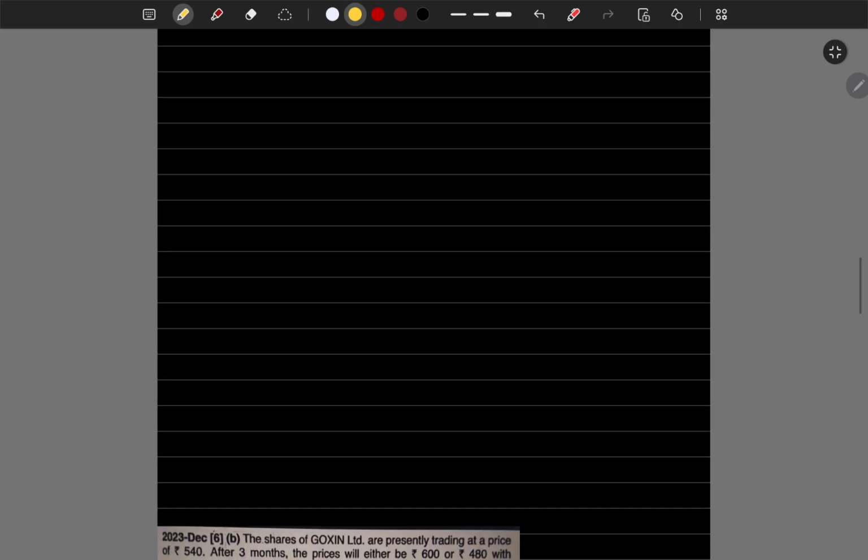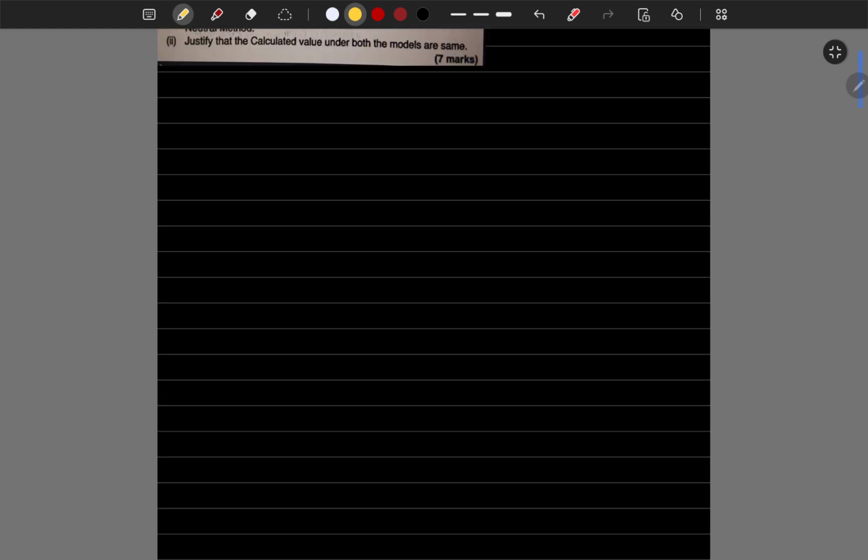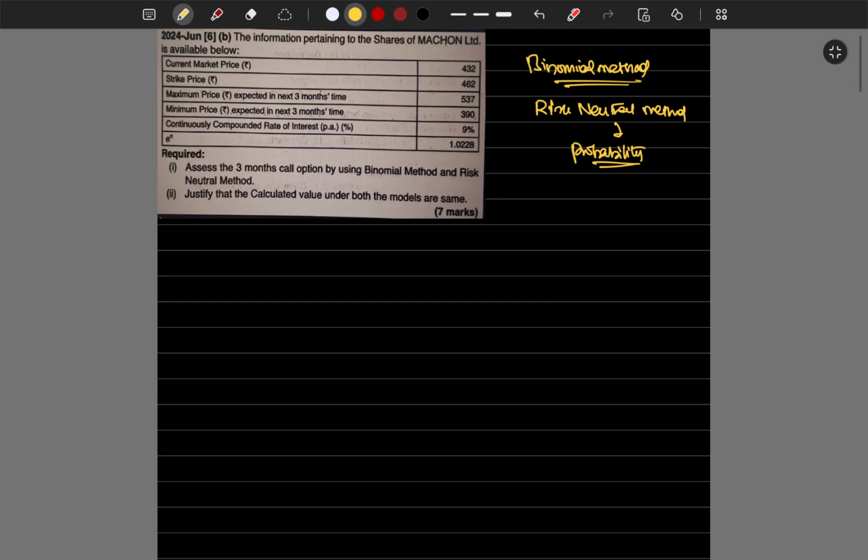This is the problem which has also been asked in the December 2025 paper. Very easy problem only. We will slowly solve the problem. When we have to find out the binomial method and risk neutral, binomial is like a decision tree that will come. It will be going like this. So using this diagram we'll be finding out the value of the option.